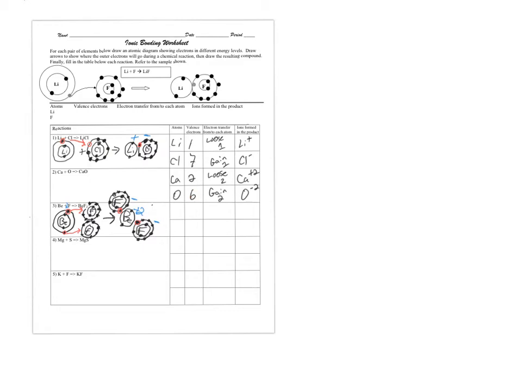But now when it gains those 2 electrons from calcium to fill its octet, it gains 2 more electrons. So it makes it a -2 charge.